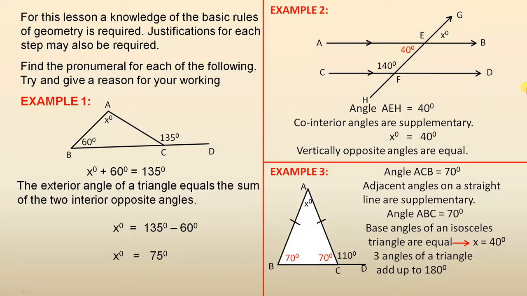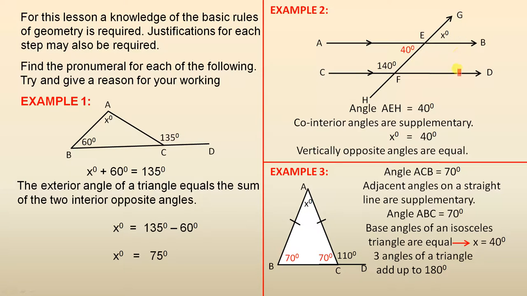Example 1. We have a triangle here and here's an external angle. We're given that's 60 and that's x. x plus 60 is 135, and the reason for that is the exterior angle of a triangle equals the sum of the two interior opposite angles. So x is 135 minus 60, so x is 75 degrees.